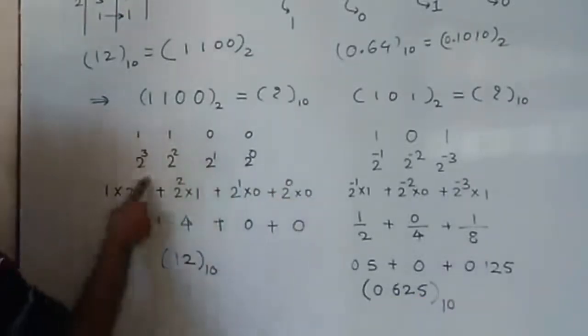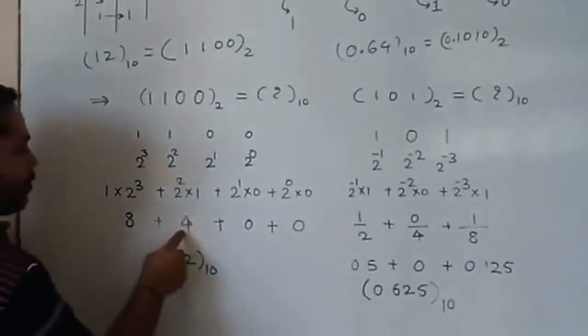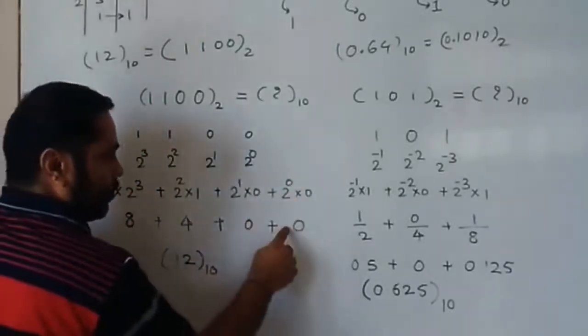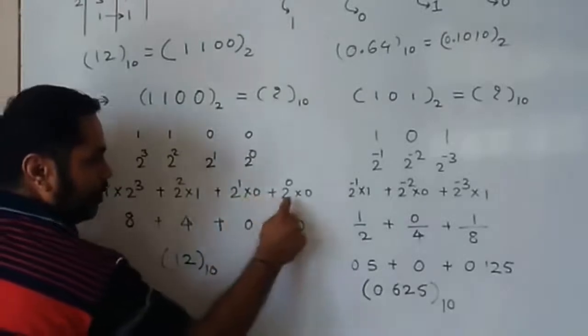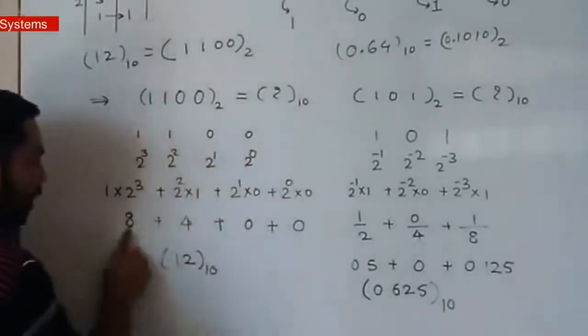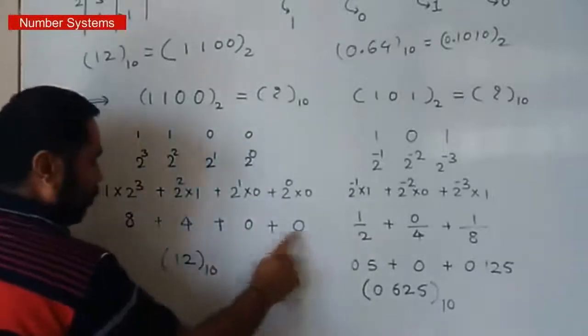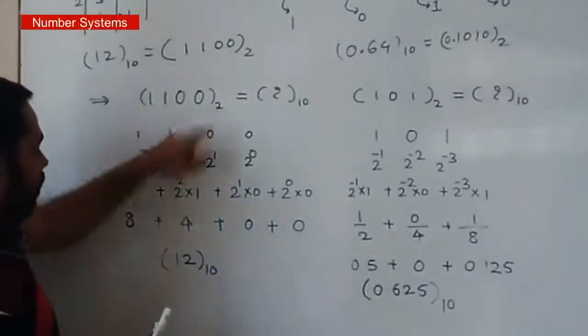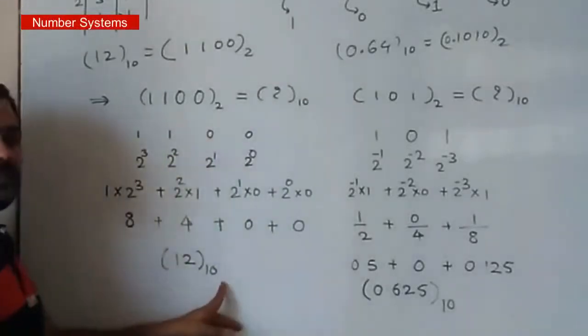So here 2 raised to power 3 means 8, 2 raised to power 2 means 4, 2 raised to power 1 means 2, 2 raised to power 0 means 1. But this is multiplied by 0, this is multiplied by 0, so the multiplication will be 0. So 8 plus 4 plus 0 plus 0, the addition will be 12. So here 1100 is 12 in decimal.